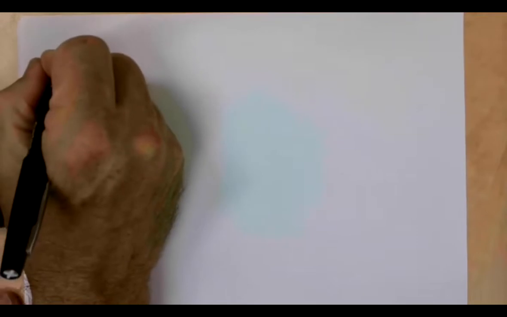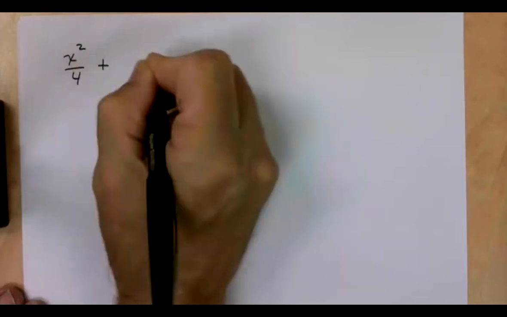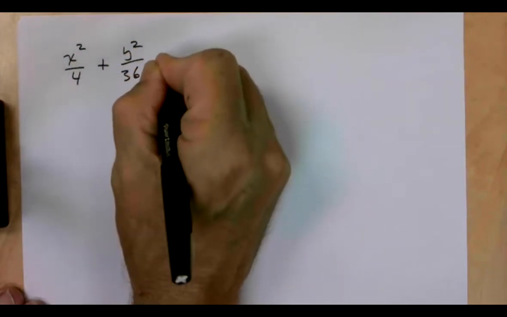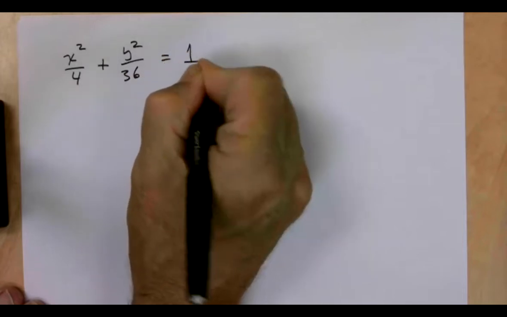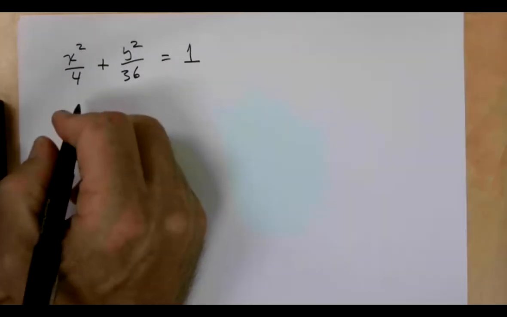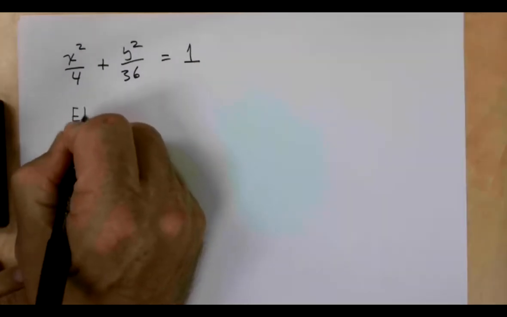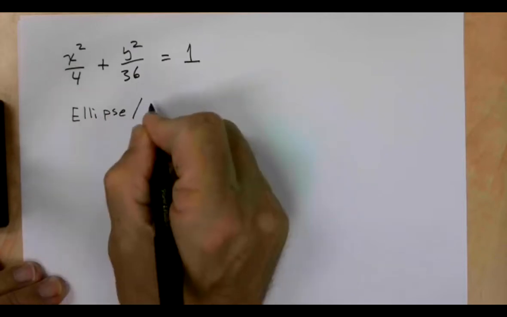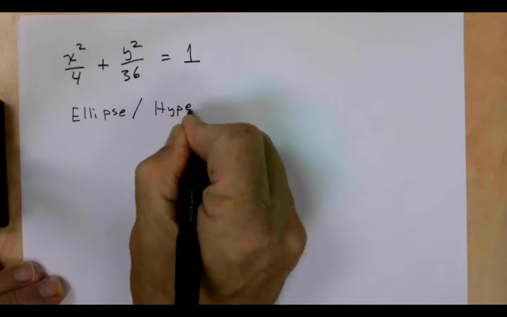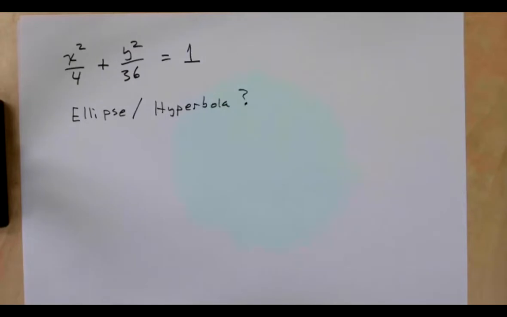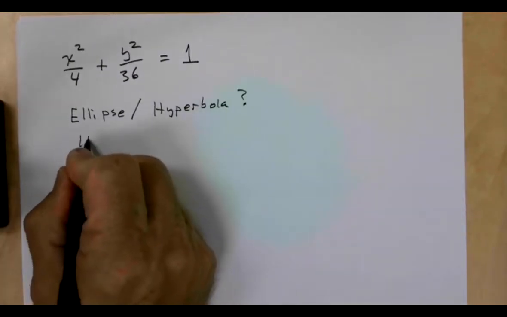So we're given the following equation. X squared over 4 plus y squared over 36 equals 1. And the first question I want to ask you is the following. If we were to graph this, is the result an ellipse or is this a hyperbola? And how do you know that? How can you make that determination?